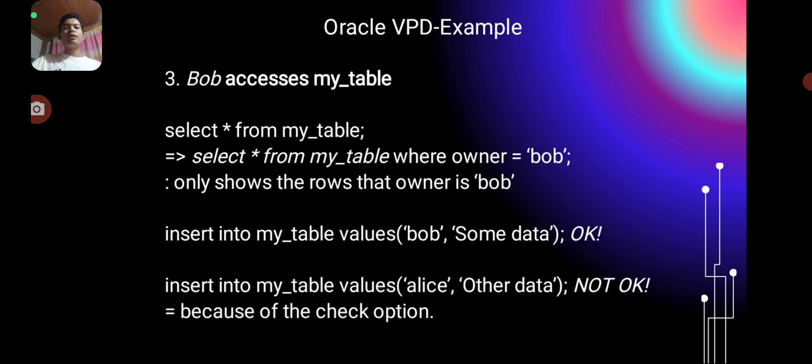Next is Bob accessing my_table. Select from my_table only shows the rows where the owner is Bob. Then insert into my_table values Bob, some data, is okay. But insert into my_table values Alice, other data, is not okay because of the check option.